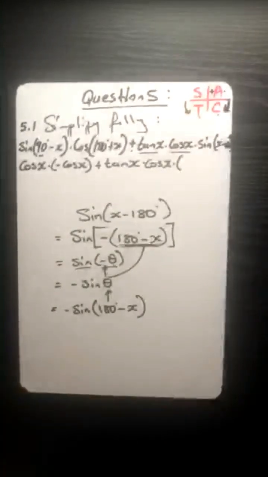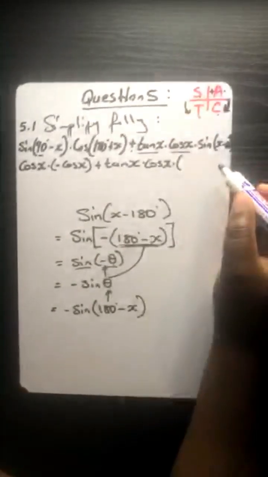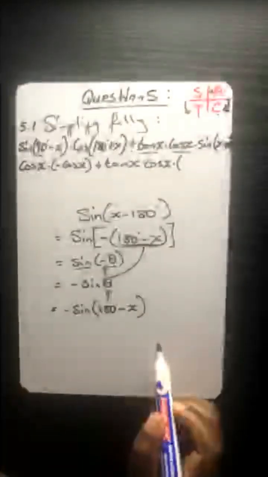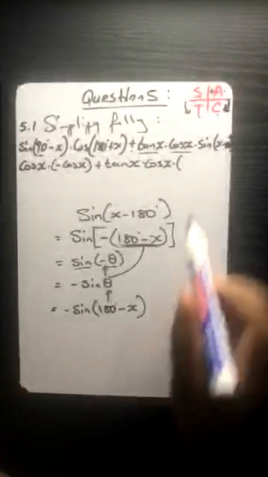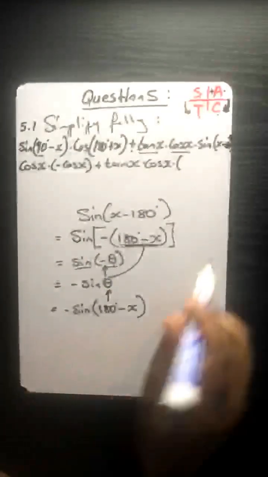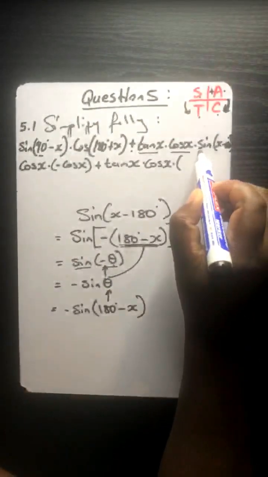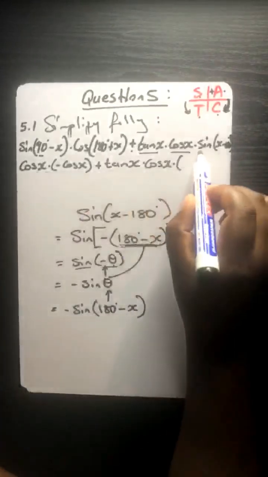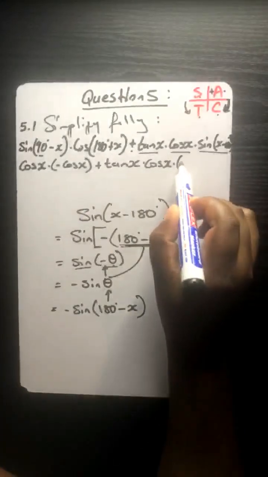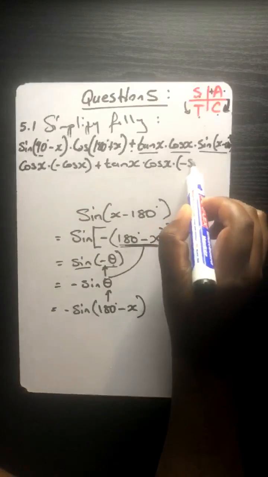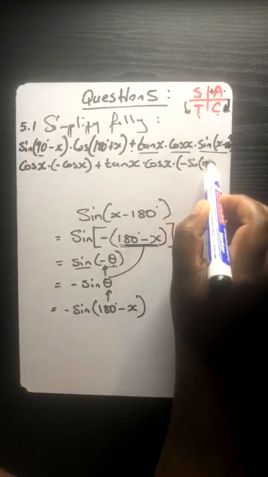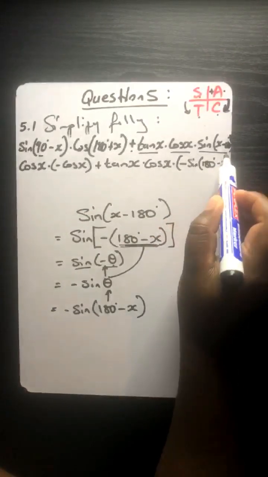So now let's see. What I was saying is, you will realize that what I've just explained there is that on this step, this part, you therefore write it as negative sine of 180 degrees minus an angle.